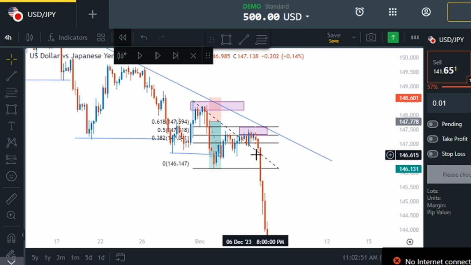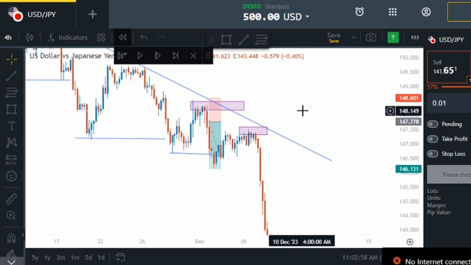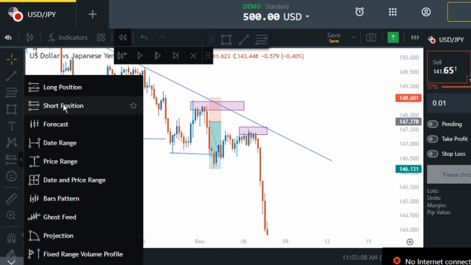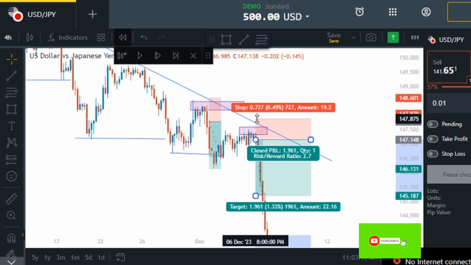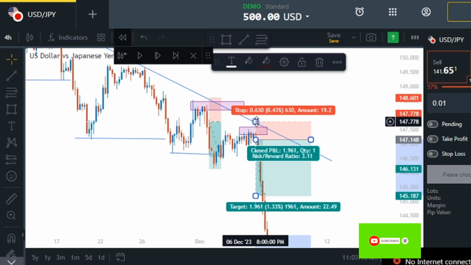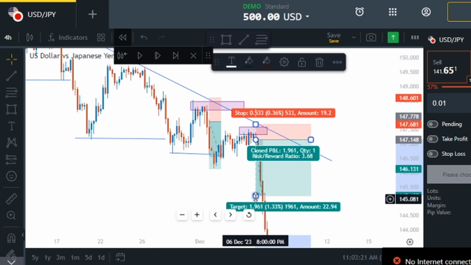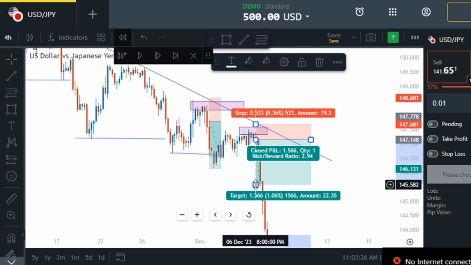The market has come there. And I said I always look for an engulfing candle for my entry. Looking at the rejections, I look for an engulfing candle. And where is that engulfing candle? I can see it right there. This is my engulfing candle. Then I will go for a stop loss that is a little bit above this. Then my risk to reward, remember, the minimum should be 2.